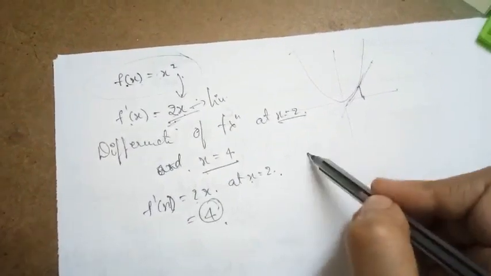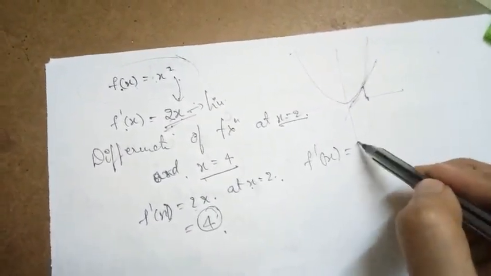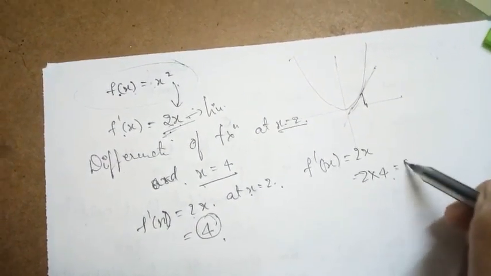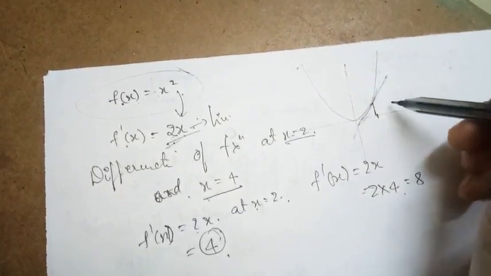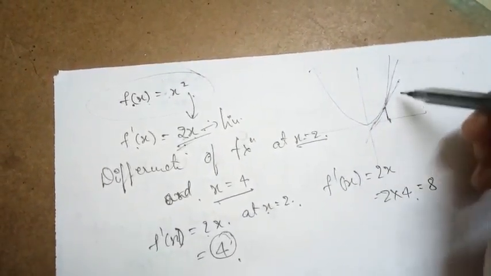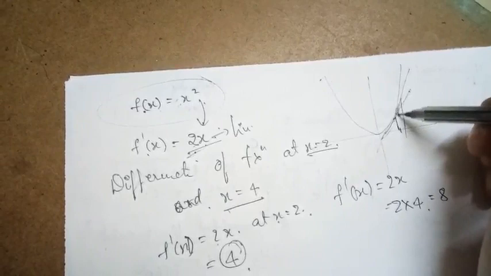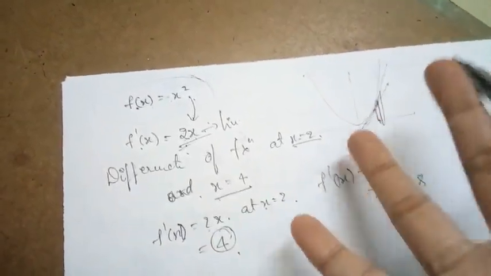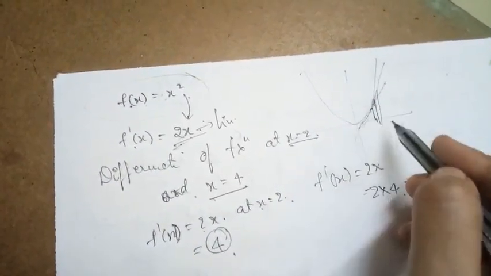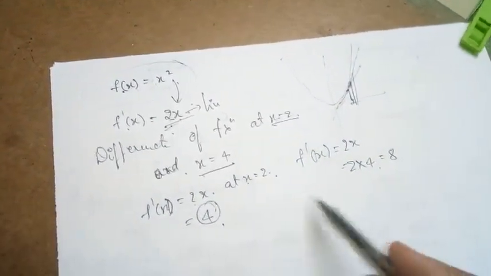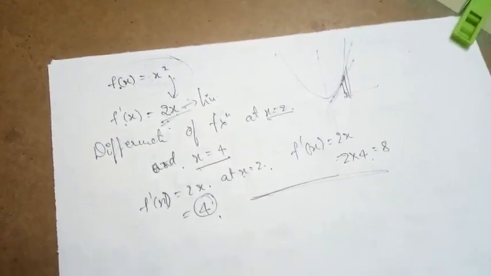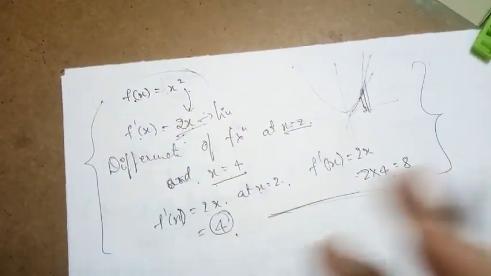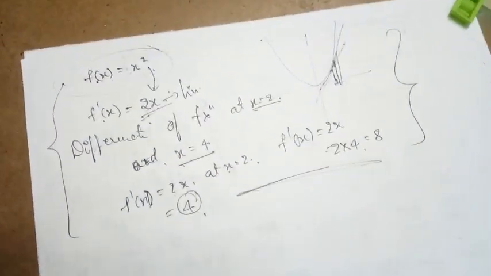Similarly, if I ask with f dash of x is equal to 2x, what is the differentiation at x is equal to 4? You will write 2 into 4, which is 8. At 4 you will get a tangent like this also, and this will become the slope of the tangent drawn at the given point. So this is how you can understand the thing through the graphical idea. This is just an idea I have given you for graphically understanding the concept.